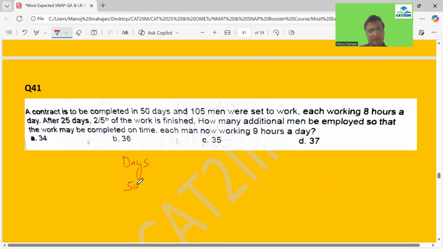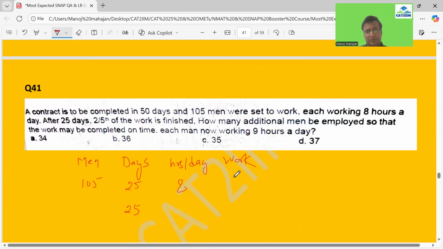Days is what? 50. How many people we have is what? 105. How many hours per day we had to do the work? That is 8. Work is complete, right? But what happened? Let's say after 25 days, right? So 25 days of work has been done, right? And we are left with 25 days because total was 50, right?